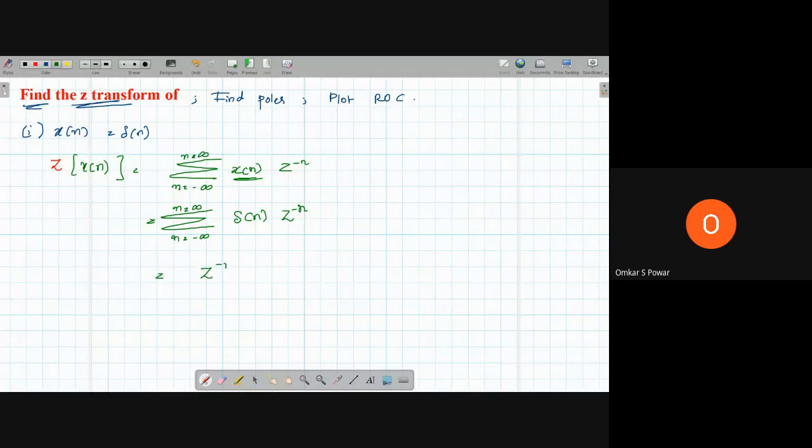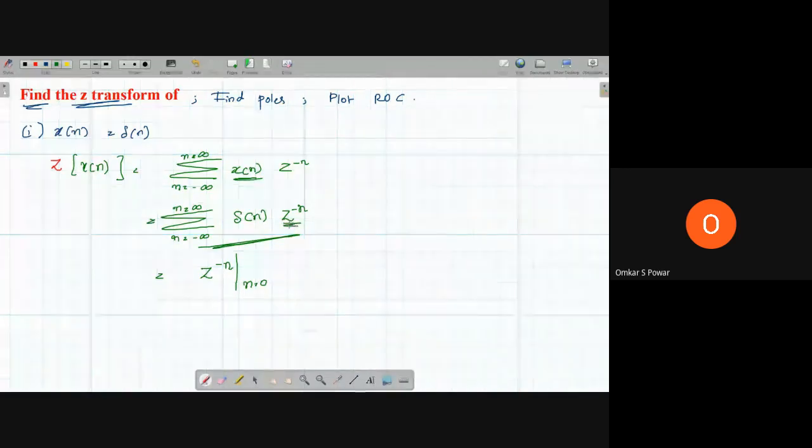Z to the power of minus n at n is equal to 0. Same thing we had in Fourier transform. Instead of z to the power of minus n, we had there e power minus j omega n. Go there and see. Okay. So this whole equation is equal to e power minus j omega n at n is equal to 0. Here, instead of e power minus j omega n, we are expressing in terms of z power n, where z is equal to r e power j omega and the magnitude of z is equal to r. Okay. So this is equal to, at n is equal to 0, z to the power of 0 is equal to 1. So now what have they asked you?